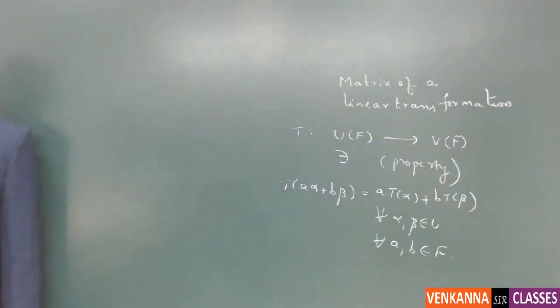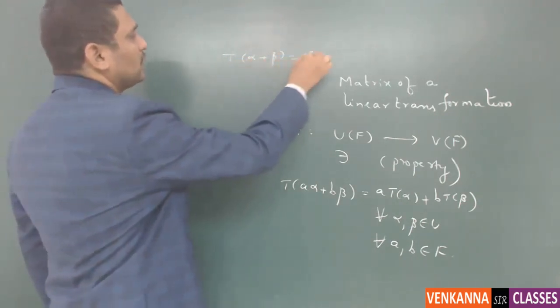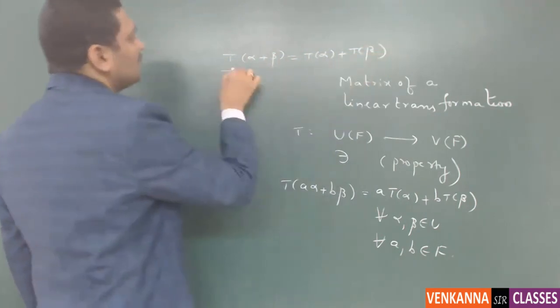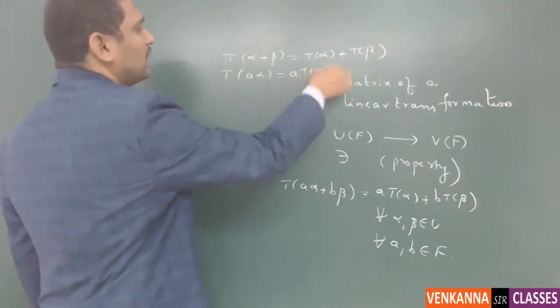for every vectors alpha and beta belonging to U, and for any scalars a and b belonging to F, T of (a alpha plus b beta) is equal to a times T of alpha plus b times T of beta. Or you have the other condition that T of (alpha plus beta) is equal to T of alpha plus T of beta, and T of (a alpha) is equal to a times T of alpha.